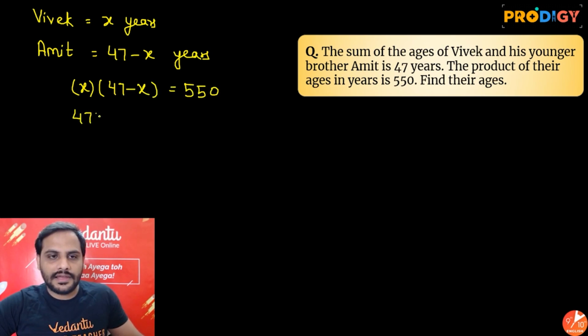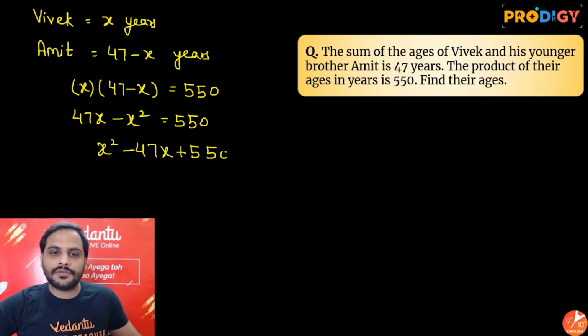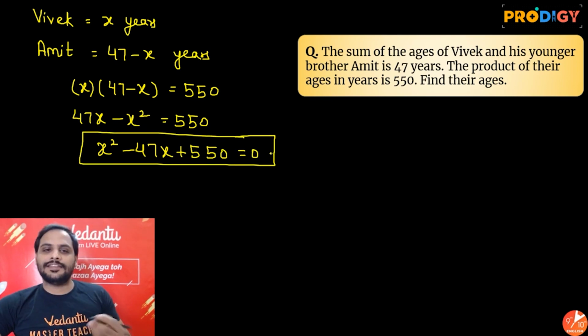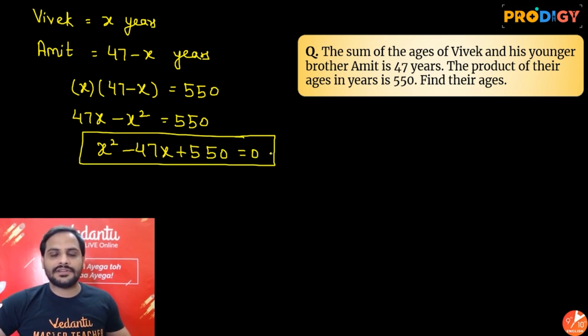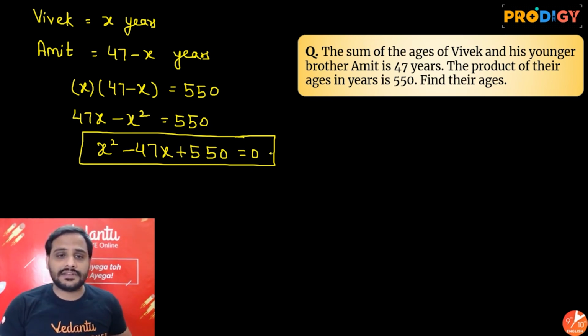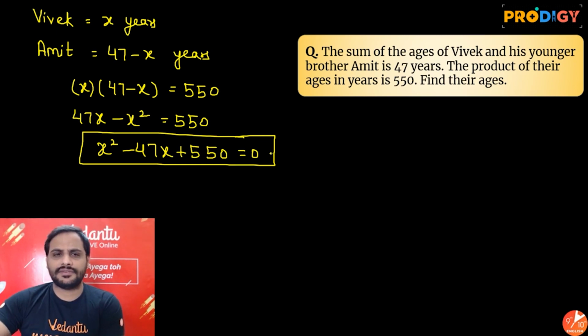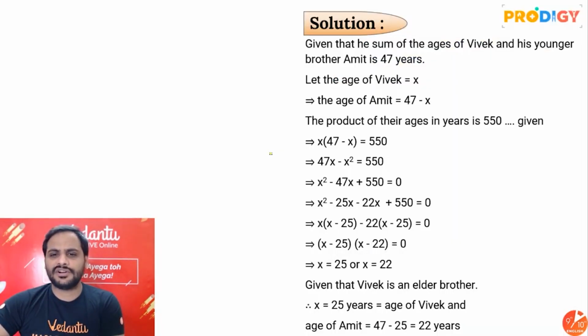So 47x minus x square is equal to 550. So if I shift x square and 47x there, x square minus 47x plus 550 is equal to 0. This is my equation. Now we need to solve this equation. So try to factorize 550 in such a way that the addition is equal to minus 47 and the multiplication is equal to 550. So the solution of the equation, I think now you can do it on your own. So the factorization will be minus 25, minus 22.